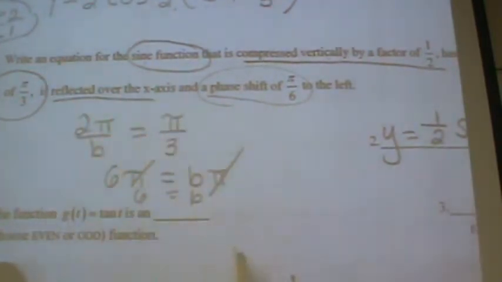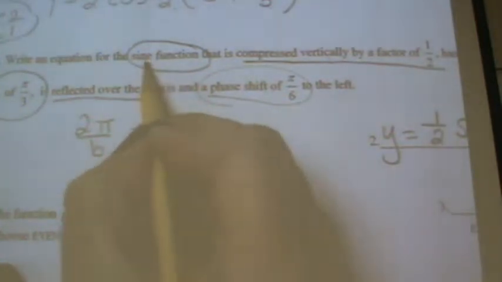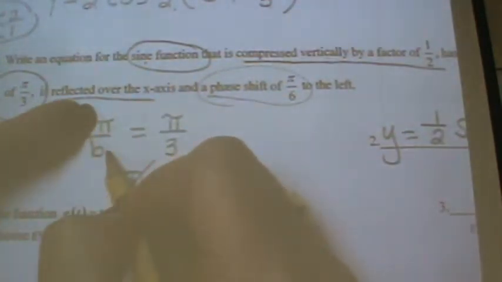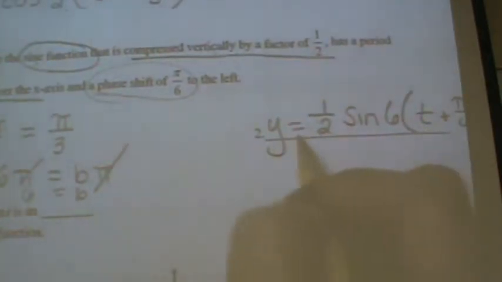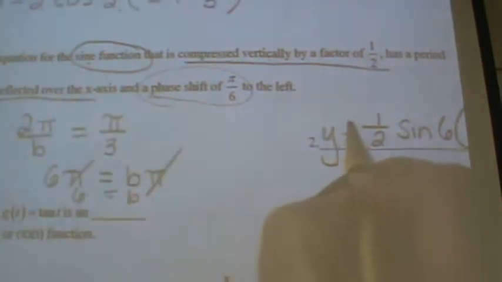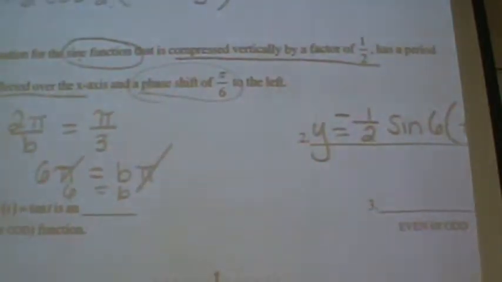Do you get this? You have to have a negative on that. It's reflected over the x-axis. Did I forget something? Oh, thank you, Chelsea. If it's tangent, it's going to be pi over b. If this said tangent, it would be pi over b equals pi over 3, and then you would cross multiply. And yes, Chelsea, I forgot this little piece right here. It says reflected over the x-axis, remember? That's a negative right there.